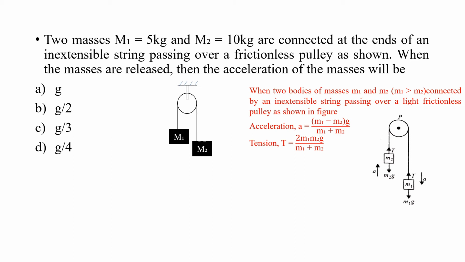So the solution of this problem is, you were given M1 is equal to 5 kg and M2 is equal to 10 kg. Here M2 is greater than M1. So the equation for acceleration is a is equal to m2 minus m1 into g divided by m2 plus m1. Substitute values in this equation, you will get a is equal to g by 3. So the answer is option C, g by 3.